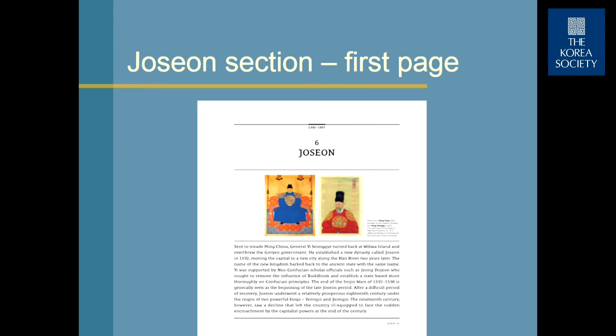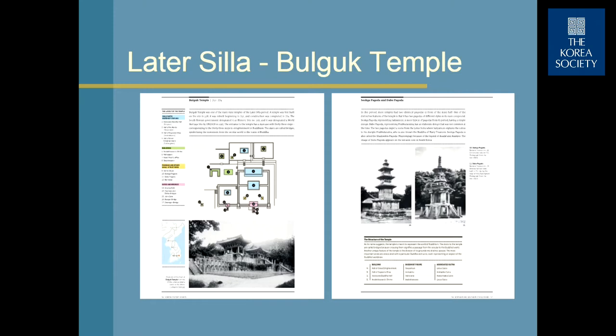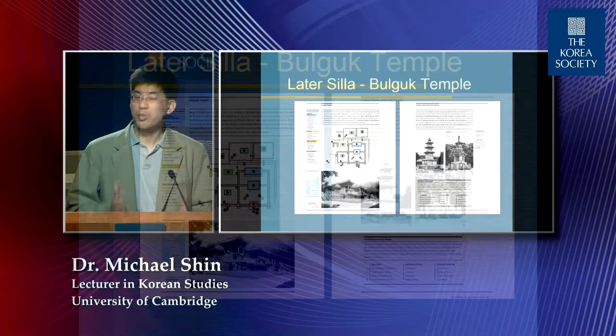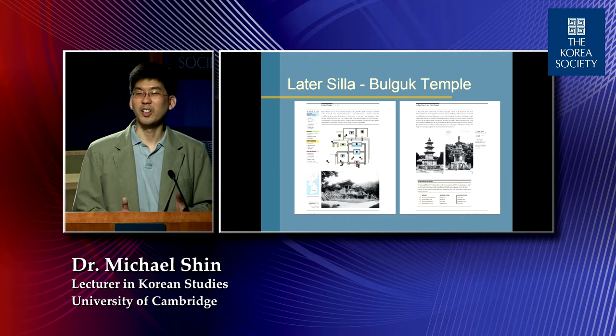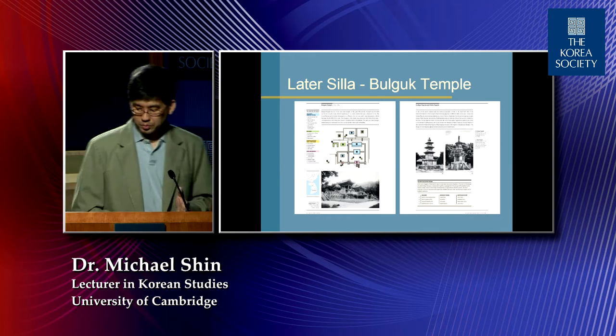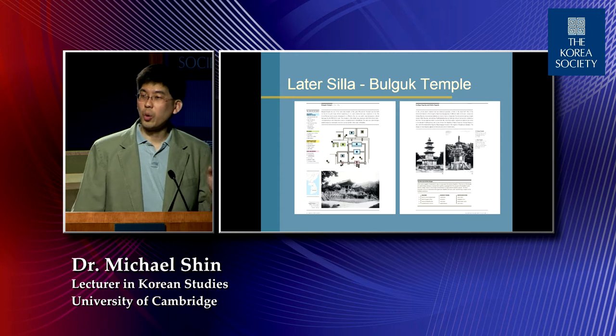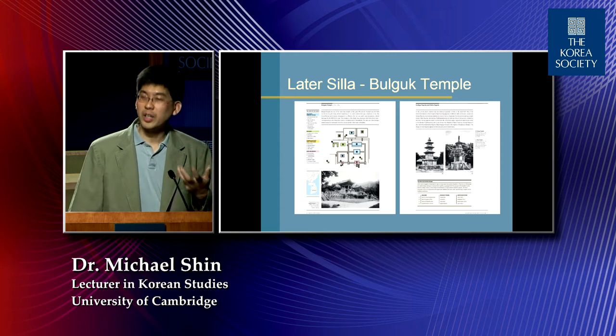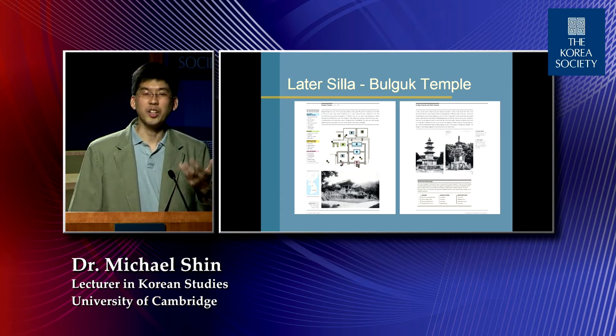Now, in some sections, we dedicated pages to a specific cultural site or artifact. In the case of Later Silla, we have a diagram explaining Bulguksa Temple. I'm sure many of you have visited there. If you were raised in South Korea, you all did a school trip there at some point. But we didn't want to just show it to you. We want to explain it in a way that makes the history come alive.